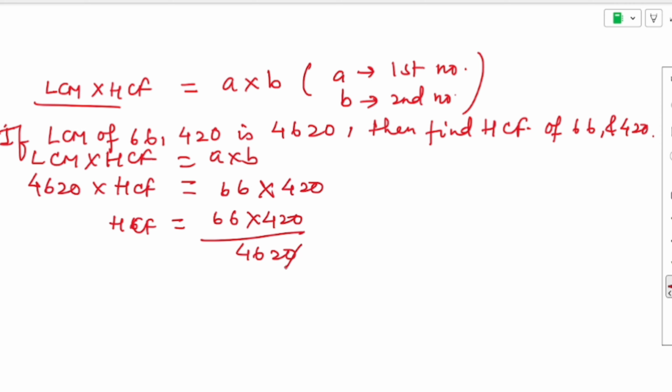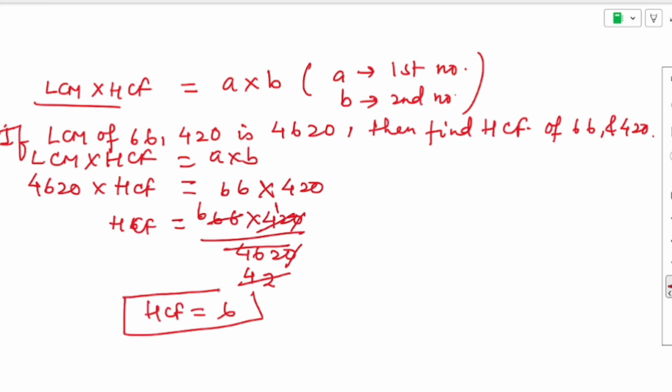Now cancel out, this 0 can be cancelled out, and see, this 66 is divisible by 11 and this 462 is also divisible by 11, that is 11 sixes are 66 and 11 forty-twos are 462. So here we get 6. So by using this formula we got our answer easily.